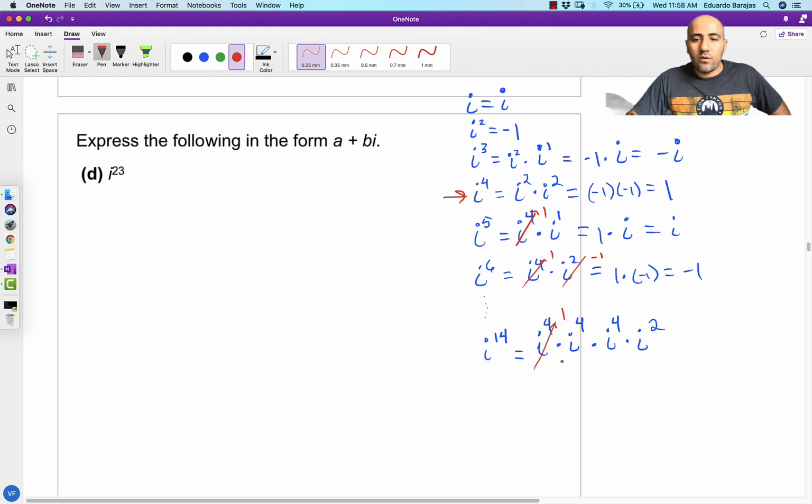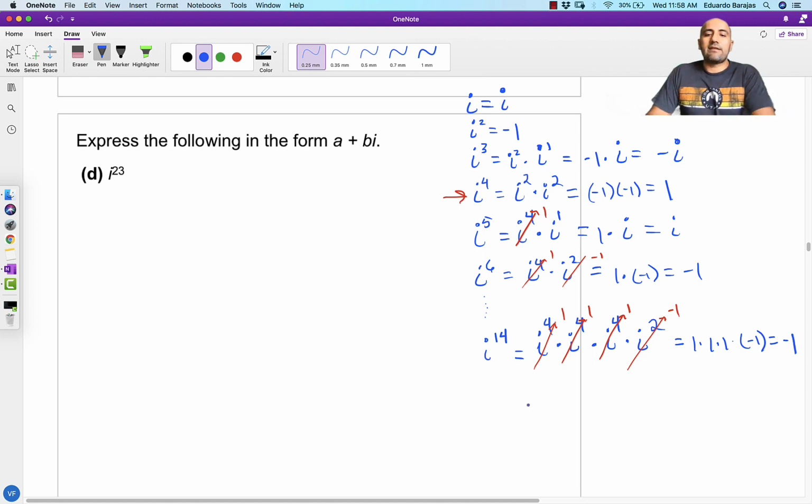i to the 4th is a 1. i to the 4th is a 1. i to the 4th is a 1. And then something else. Now in this case, it's i to the 2nd, which happens to be -1. So i to the 14th power is equal to 1 times 1 times 1 times -1, which then just equals -1. So i to the 14th is -1.